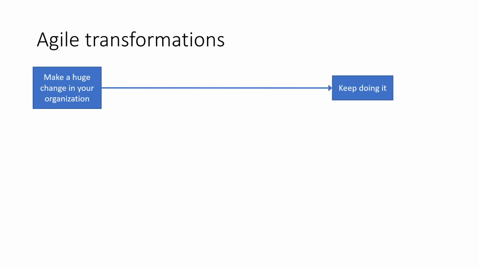And I've watched a number of relatively big organizations, multi-team organizations, do Agile transformations. And this is what it looks like. They make all of these changes. A lot of these changes they don't really understand very well. And then they just keep doing it. And there are a couple of reasons for that.